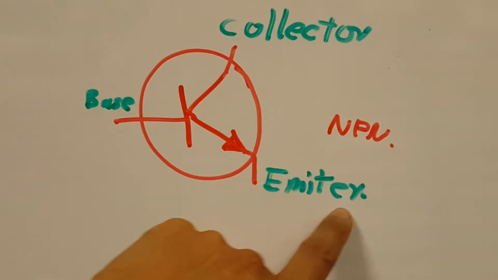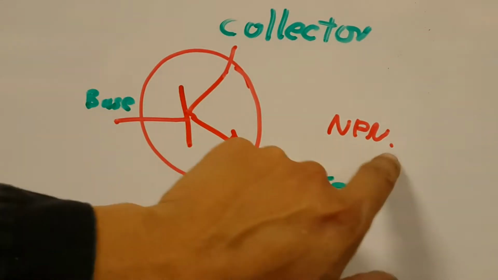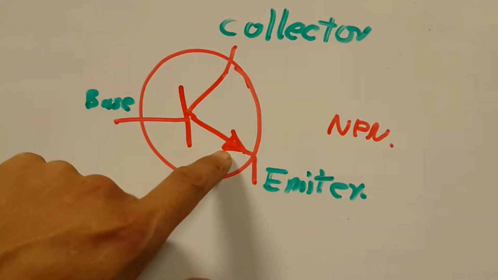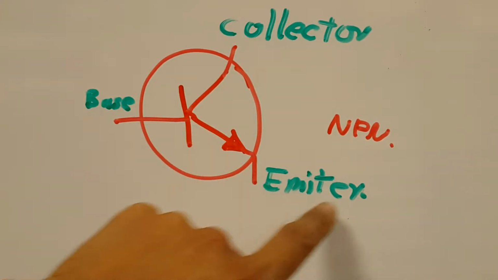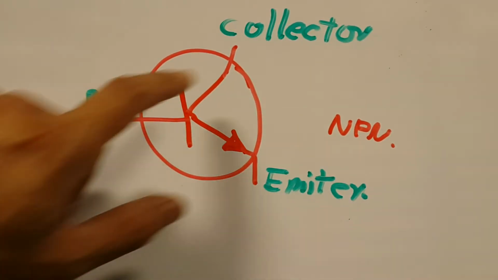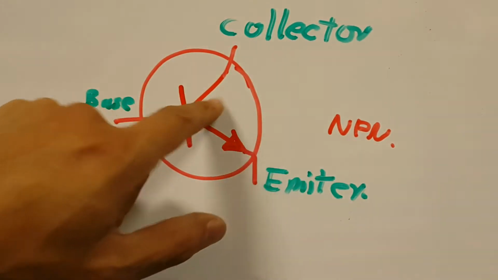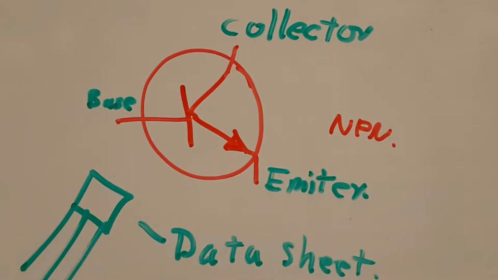The emitter will always be the one that is on the arrow. This is a NPN, not pointing in, but even if it was the PNP where the arrow was pointing in, still that would be the emitter. The base always goes to the middle, and the collector is the one that does not have the arrow. When you are given a transistor, you're going to have to look at the data sheet to be able to tell which leg is actually the base, the collector, and the emitter.